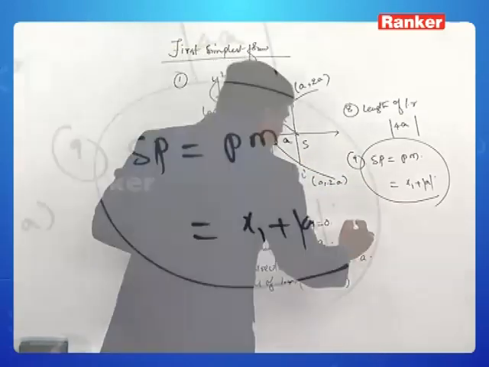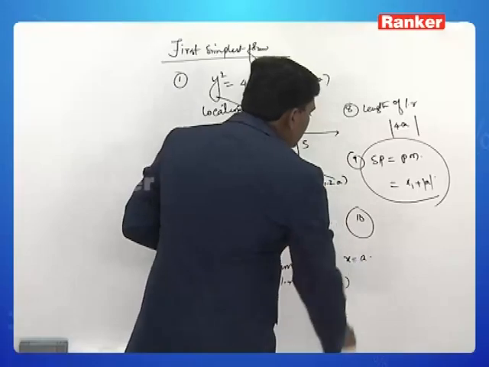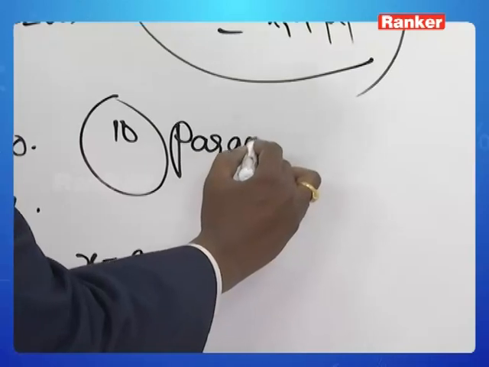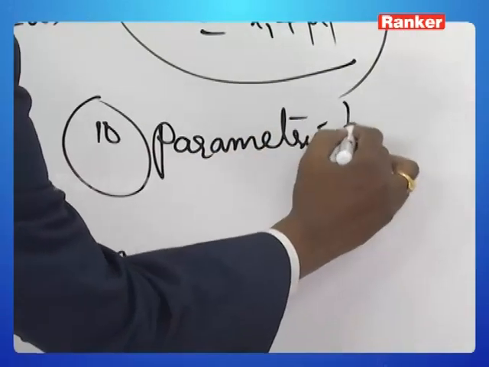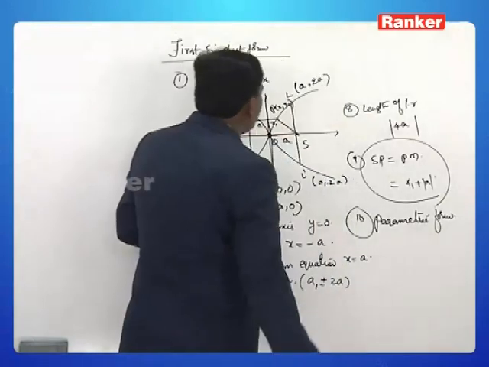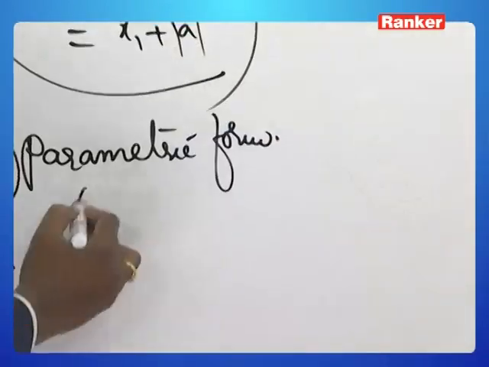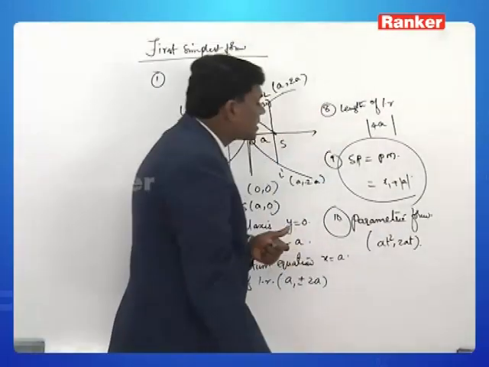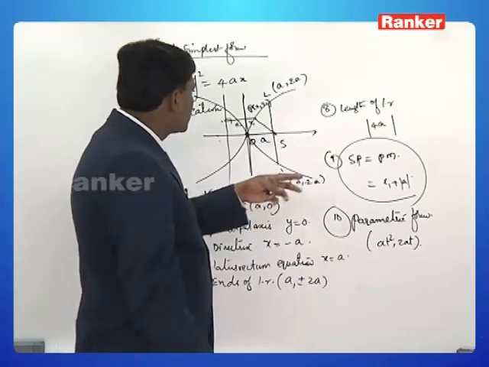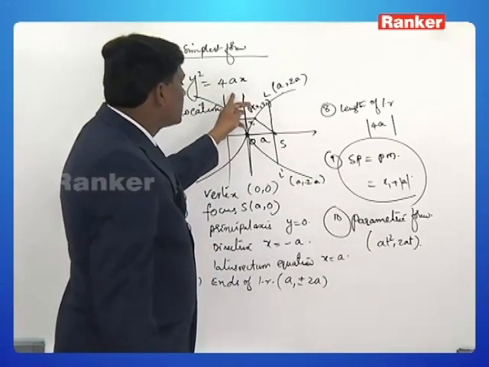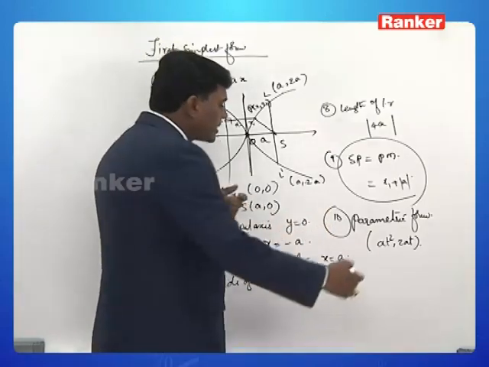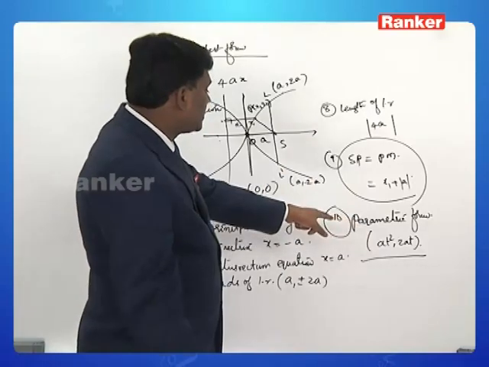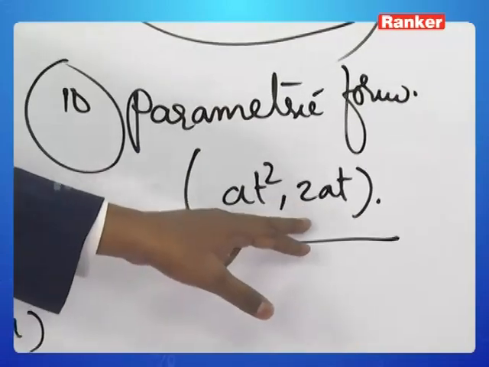Now apart from all these, coming to its parametric form, any point on the parabola in its first simplest form can be taken with a single parameter t, at square comma 2at, which will satisfy the curve equation always in its first simplest form. We are just converting two variables, abscissa and ordinate, into a single parameter t, at square comma 2at, taken as its parametric form.